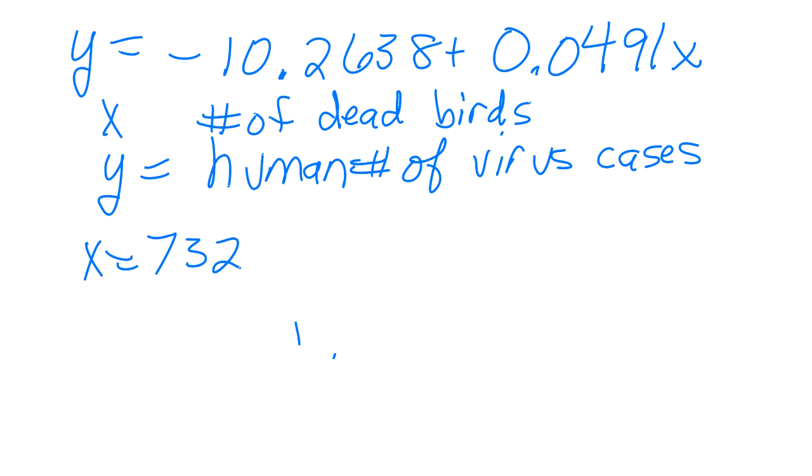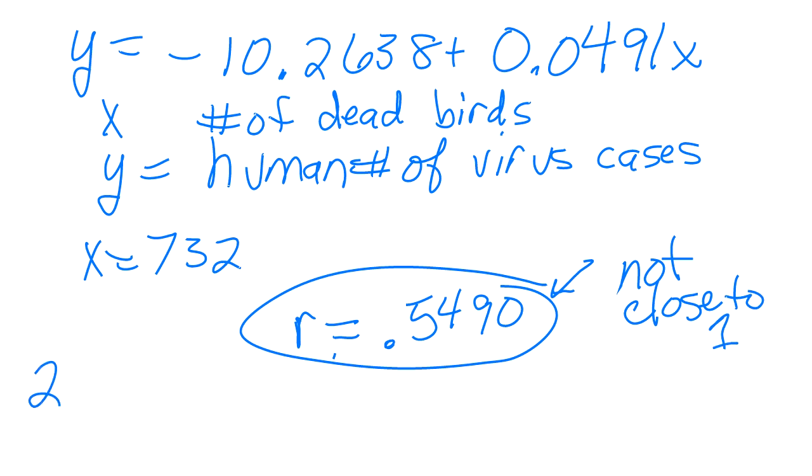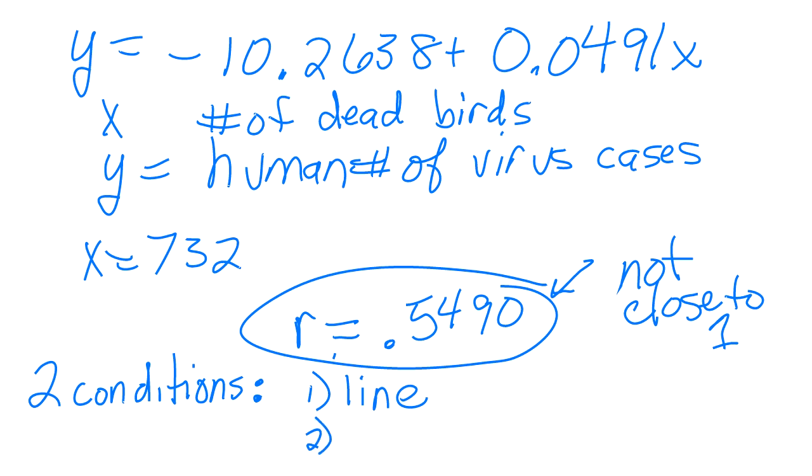Now, here's the trick. You have to look at R. R is 0.5490. Okay, so the problem is that this is not close to 1. So there are two conditions for prediction. One, does it look like a line? Number two, is R significant? Now, this R is not close to 1, so we can't really use it.